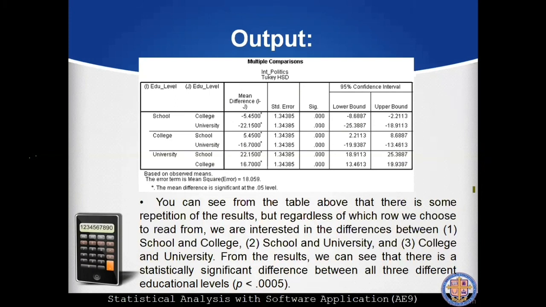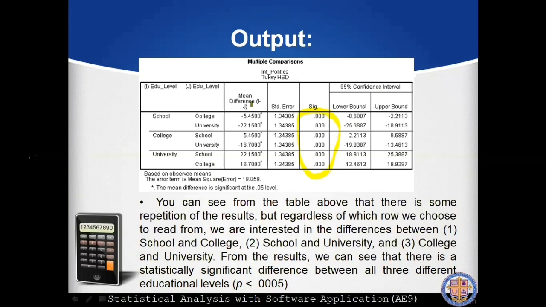Okay? You can see from the table above that there is some repetition of the results. Now, ulit-ulit. Okay? But regardless of which row we choose to read from, we are interested in the differences between school and college, school and university, and college and university. From the results, you can see that there is a statistically significant difference between all three different educational levels because they are all less than 0.05. So, kung makikita nyo naging resulta, ayan, lahat less than 0.05.